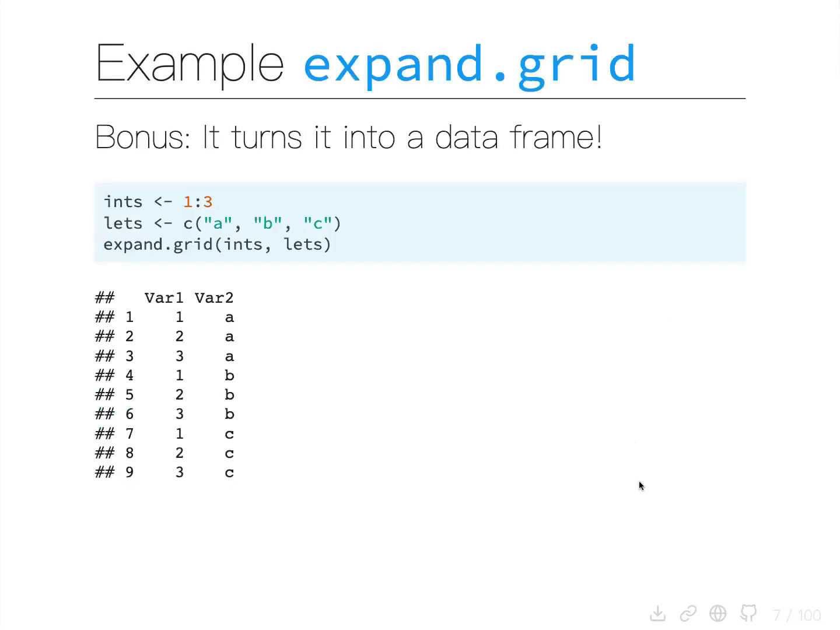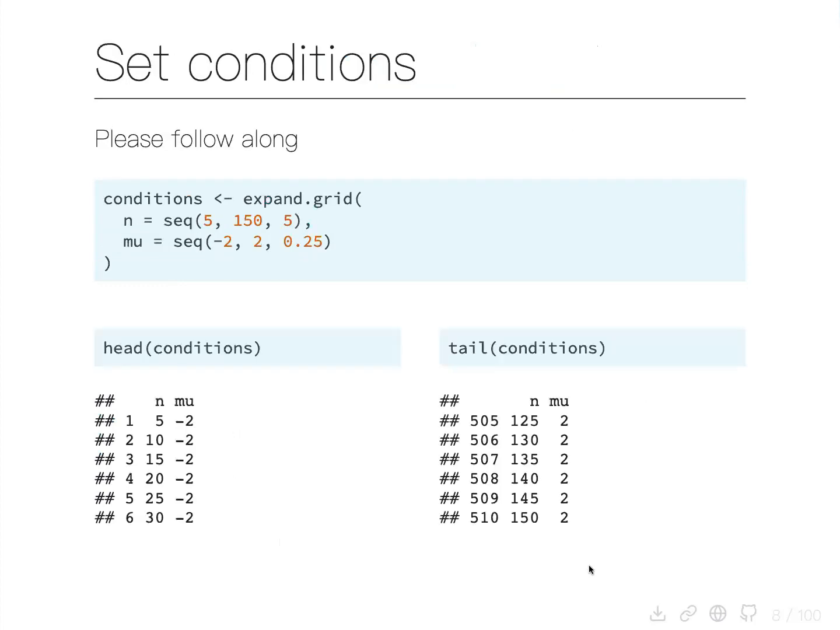So here's a very, very small example. I have these integers 1, 2, 3, and I have these letters A, B, C. If I use expand.grid on ints and lets, I get 1, 2, 3 for A, 1, 2, 3 for B, and 1, 2, 3 for C. Okay, so that's what it does. Bonus, it also turns it into a data frame. So that's really nice for us because we like data frames. They're easier to work with, right?